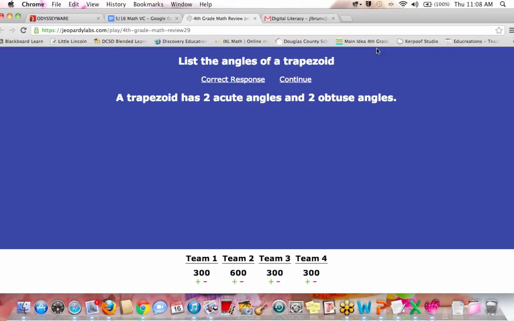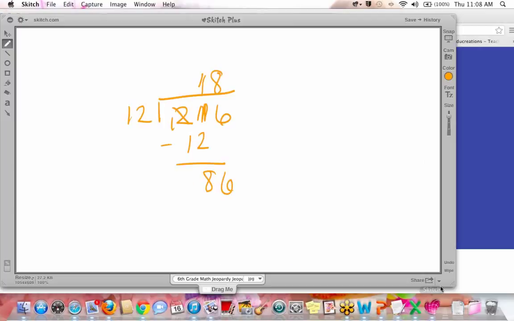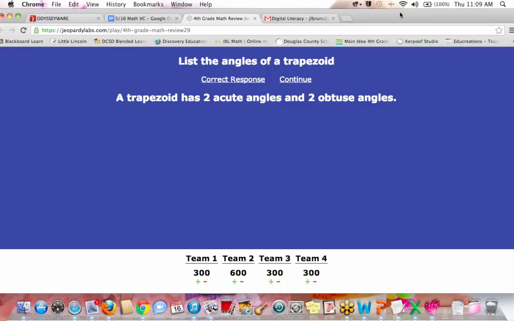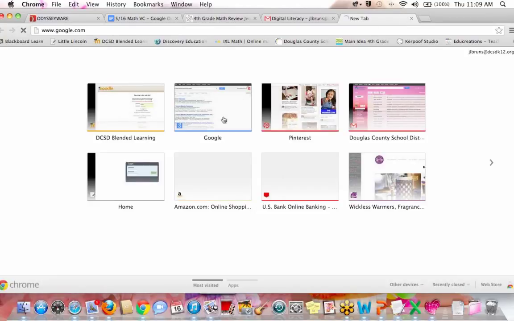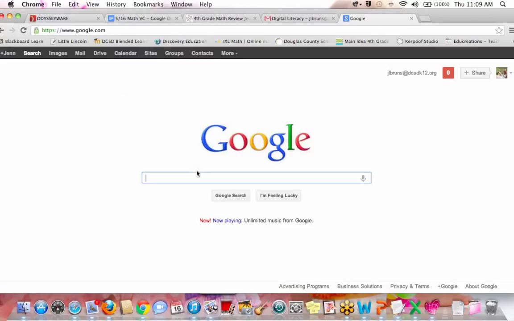2 acute angles and 2 obtuse angles. And if you think about a trapezoid, it's kind of one of those weird figures. You know what? It'd be better if I Googled it instead of trying to draw it because I'm terrible at drawing. I'm not going to lie about that. I know. It's terrible. And once you see the trapezoid, you'll be like, oh, yeah, I see the 2 different angles in there.